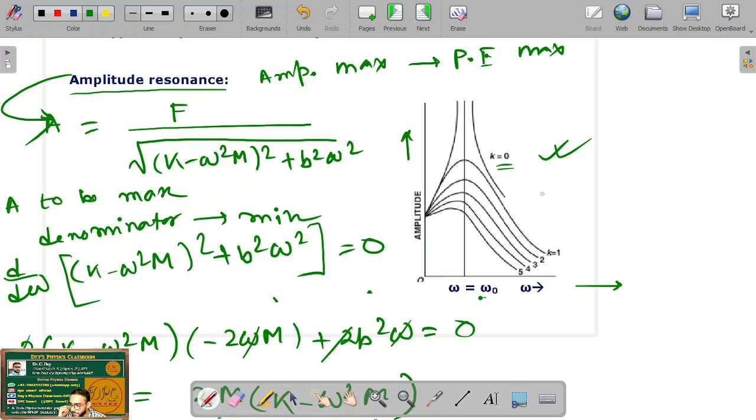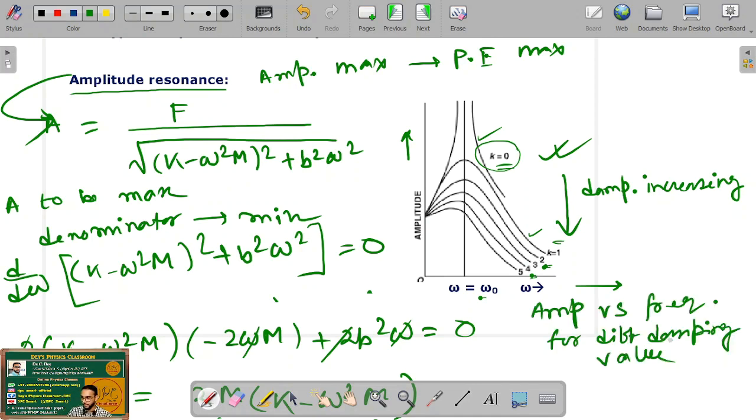For increasing k values, we can see that amplitude is decreasing. Here the damping is increasing. So this is the graph where we can see how the amplitude, in case of amplitude resonance, changes with frequency for different increasing damping cases. For values k0, this one is the graph. For k1, this one is the graph. K2, k4 and k5. So with increasing damping, the amplitude decreases with frequency. So this is the graph for amplitude versus frequency for different damping values.